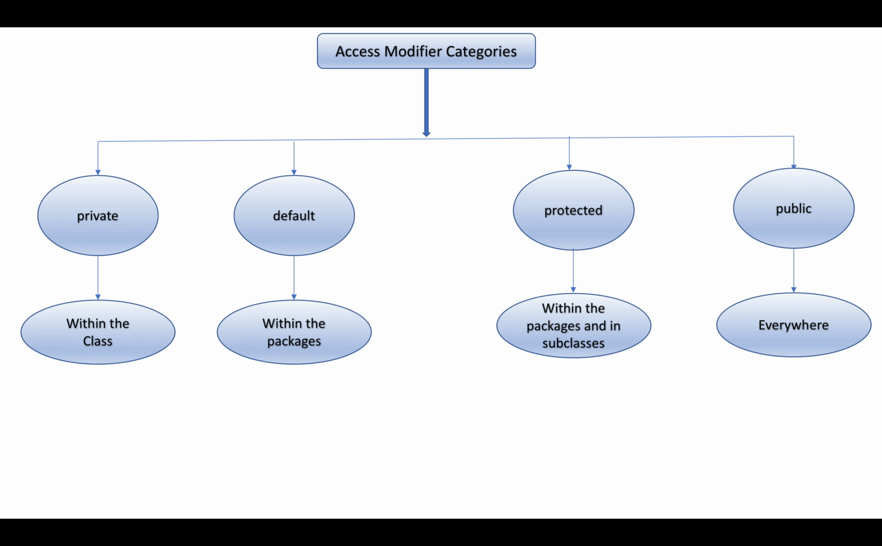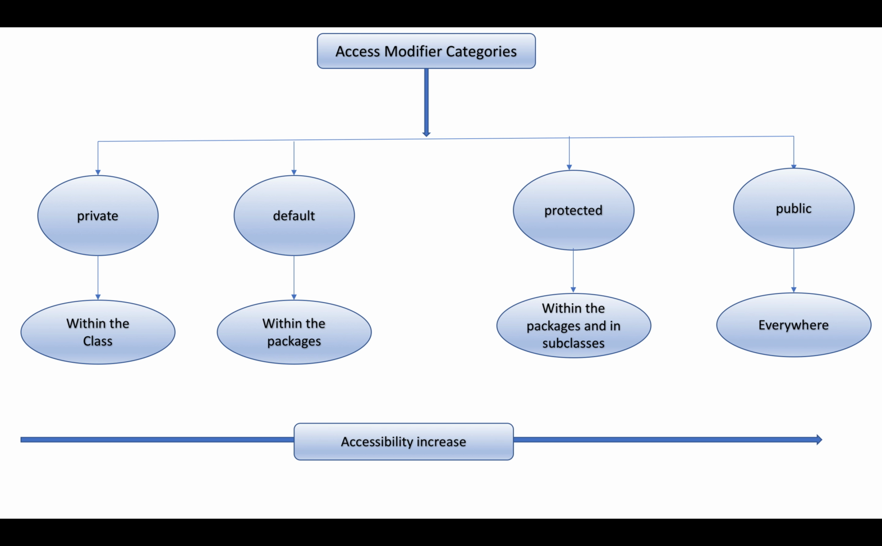Now from left to right, if you look properly, the scope of the access modifier is increasing. First on the left is private, within the class. Then default, within the package, which is more than the class. Then protected, package plus subclasses, if it has a parent-child mechanism, which we'll discuss later. And for public, it is everywhere. So here the accessibility gets increased. That's all from this section.